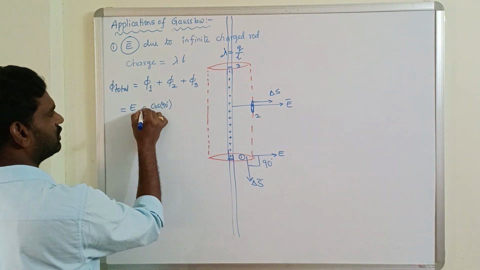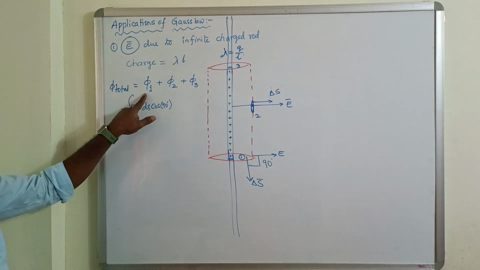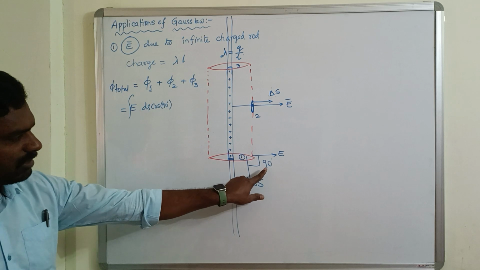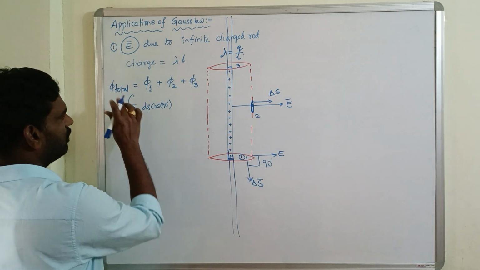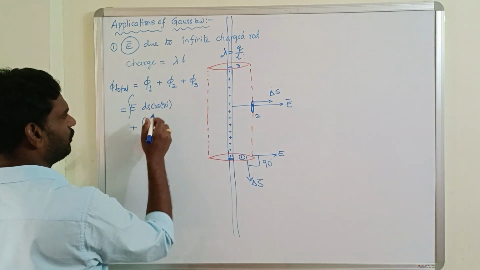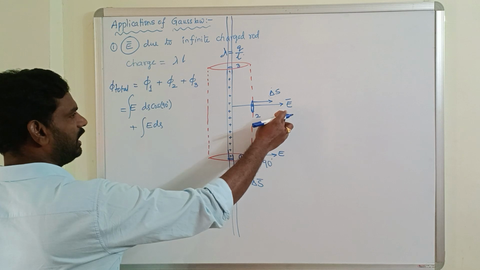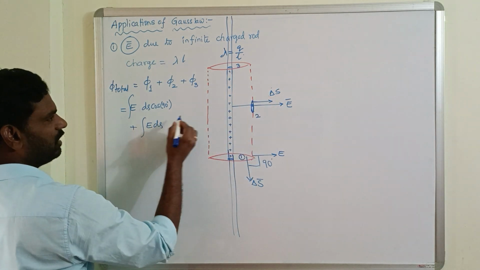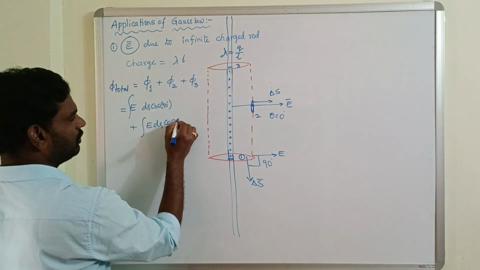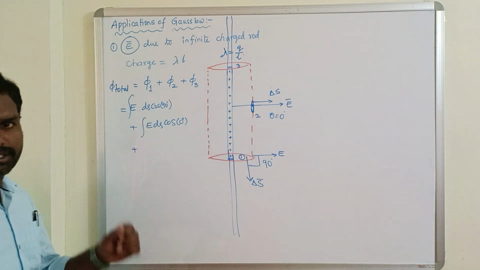Integral EDS cos theta. For the first surface, flux is integral EDS cos 90. For the second surface, flux is nothing but EDS cos of the angle between the electric field and the area element, which in this case is 0. Cos 0.